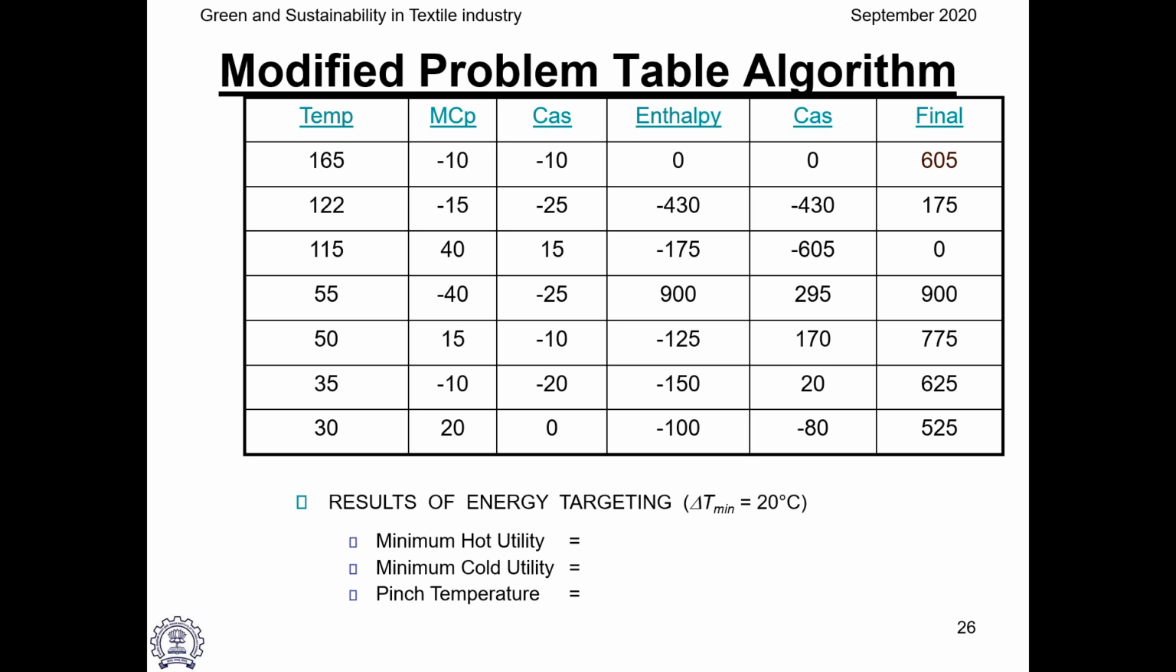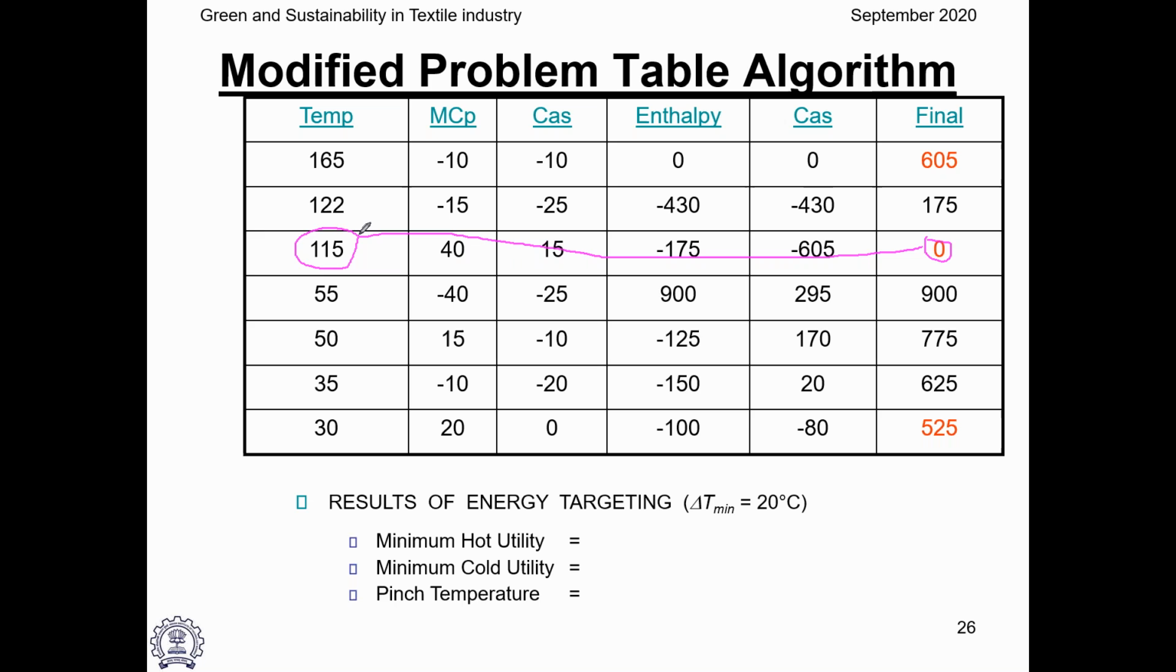That is very important because it suggests our minimum hot utility requirement. The next number is the last entry of this column, that is 525. That is the minimum cold utility requirement. And our pinch is where the values become 0. Now, this 0 corresponds to 115. But what is this 115?